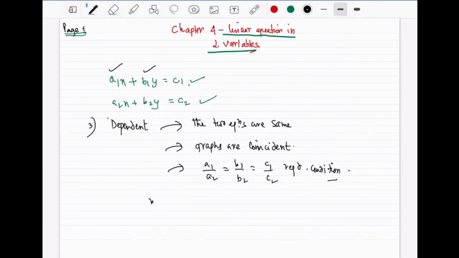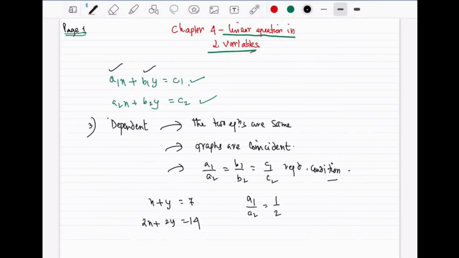Let's take up an example. x plus y is equal to 7. 2x plus 2y is equal to 14. If I take 2 common from all of them and cancel them out, we are going to get x plus y equal to 7. How much is a1 by a2? a1 is the coefficient of x, which is 1. So a1 by a2 will be 1 by 2, right? So a1 by a2 is 1 by 2.